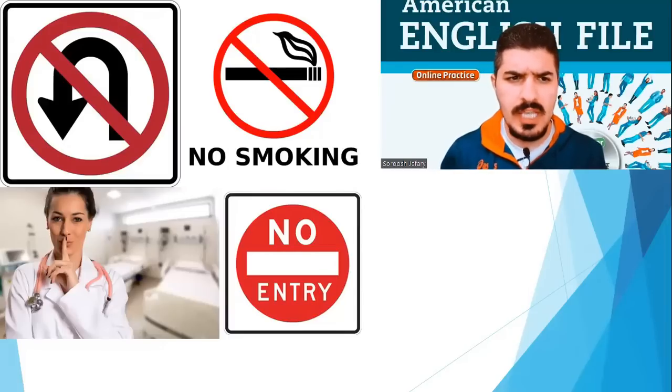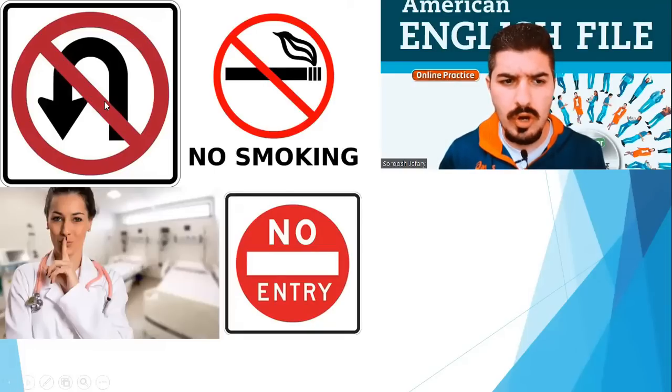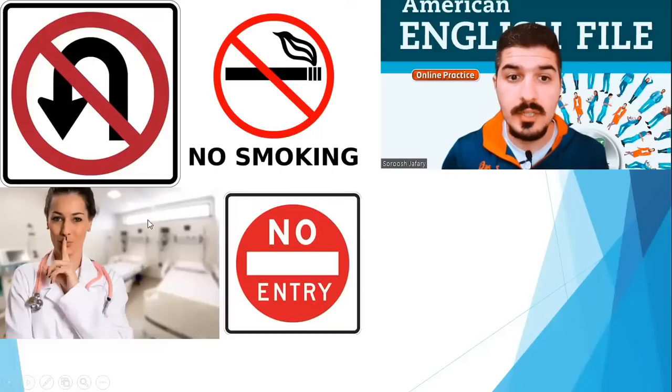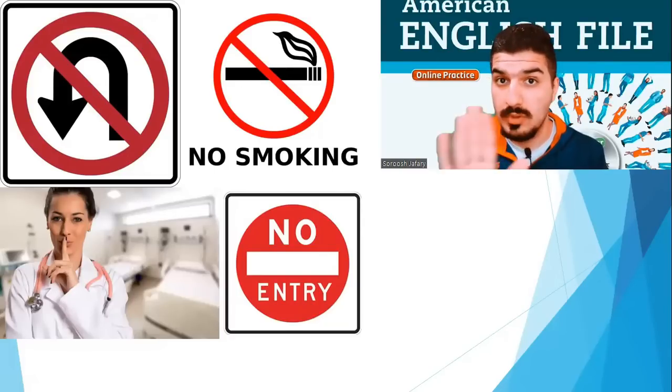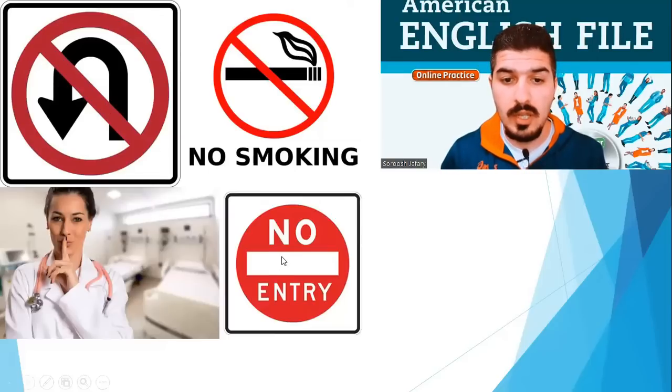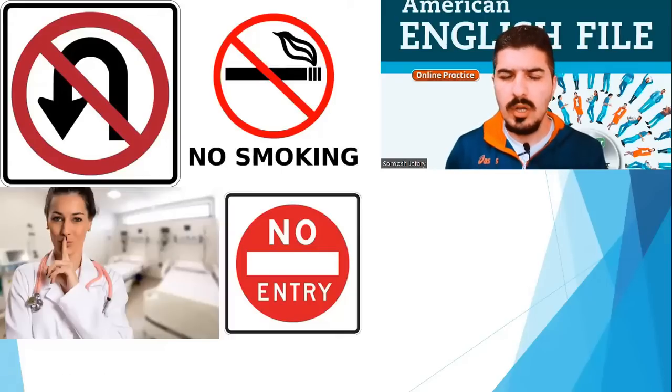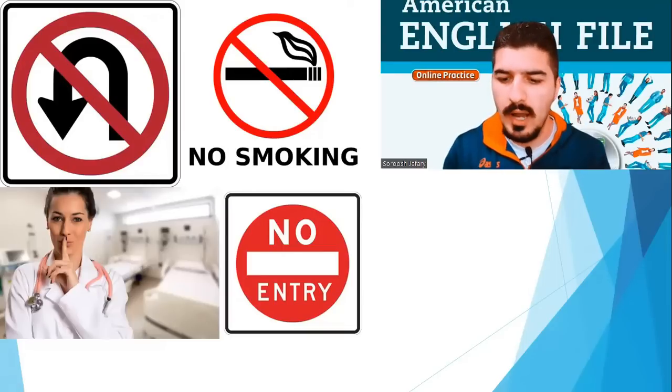All right. For example, what does this one say? Don't turn. How about this one? Be quiet. What about this one? No smoking. Don't smoke. And this one? No entry. Okay. So, what do they show you? They show you some rules, some things to follow, right?